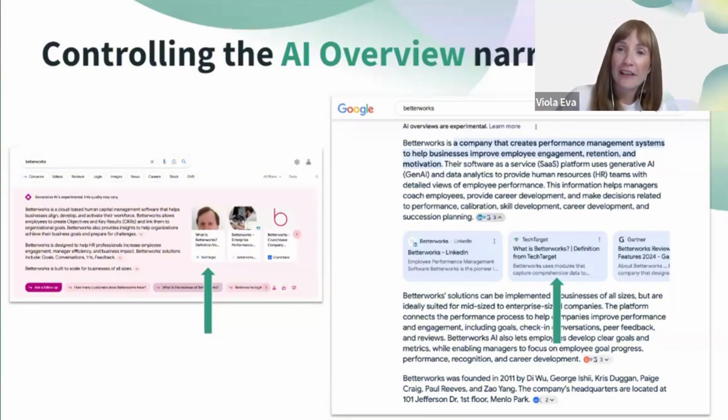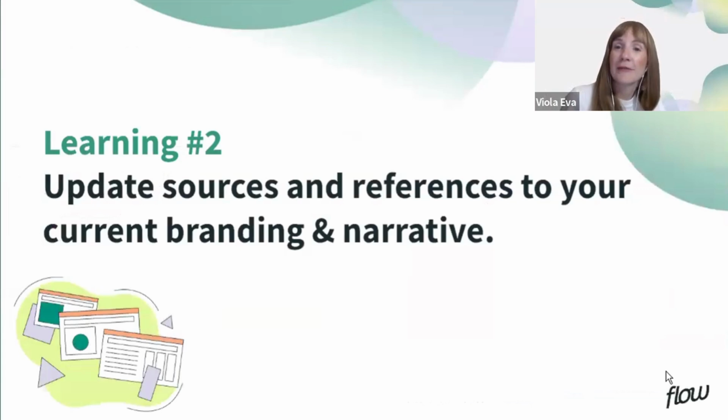So the learning here is, number one, already ranking organically probably helps to make it into the AI overview, but you want to control the sources of the AI overview, and you want to update the underlying sources. I think we can click to the next slide. It basically means your LinkedIn page, very easy to update. Your Crunchbase, your G2, your Capterra, very easy to update. A site like TechTarget, harder to update, more effort, but not impossible.